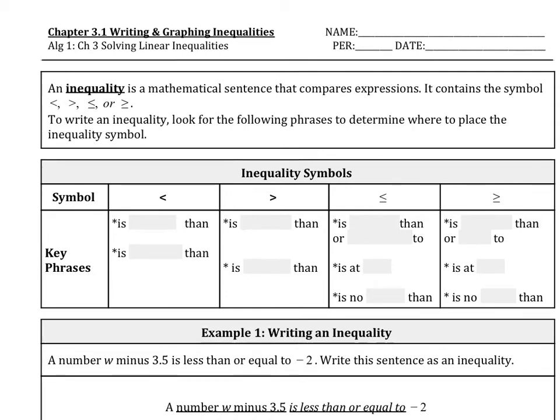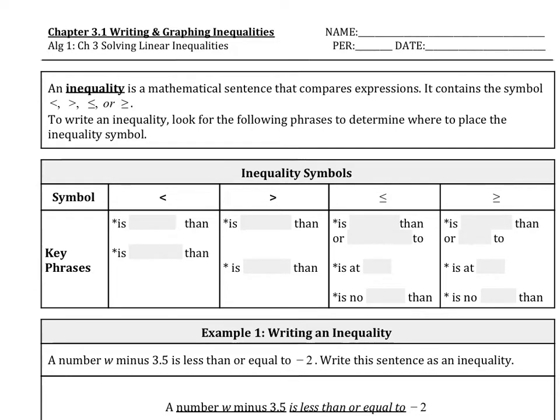Chapter 3.1 Writing and Graphing Inequalities. An inequality is a mathematical sentence that compares two expressions. It contains the symbol less than, greater than, less than or equal to, or greater than or equal to. To write an inequality, look for the following phrases to determine where to place the inequality symbol.